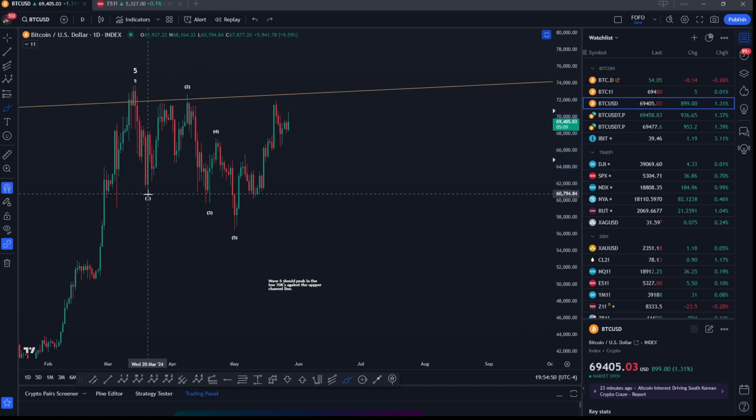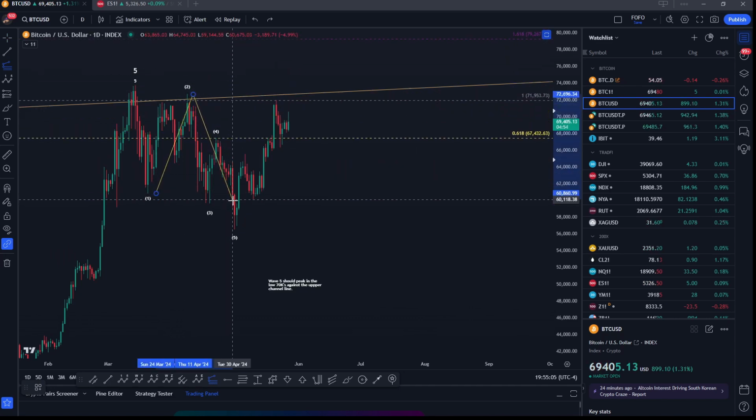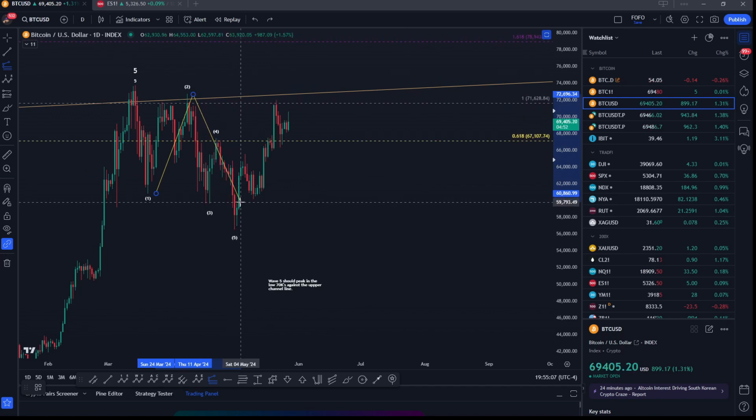So in that respect, what you want to measure here to find a legal diagonal is the second wave, firstly. So that's what we'll do here. What I'm doing is measuring the length of the second wave. And we want to make sure, let me get rid of that 618.